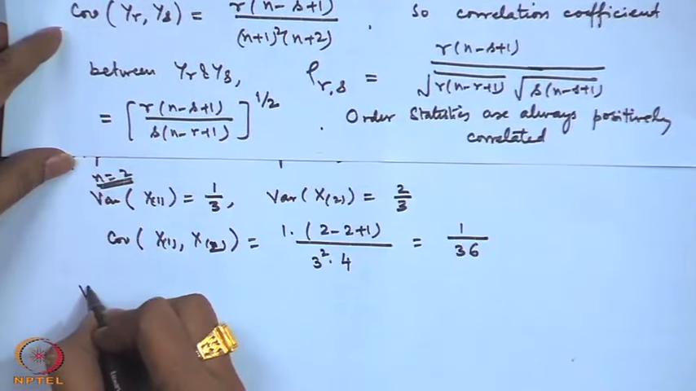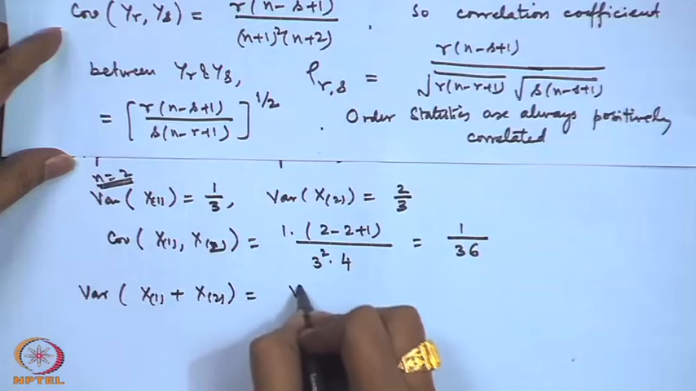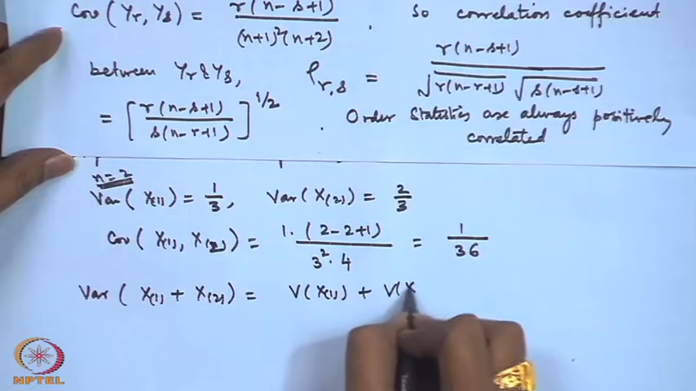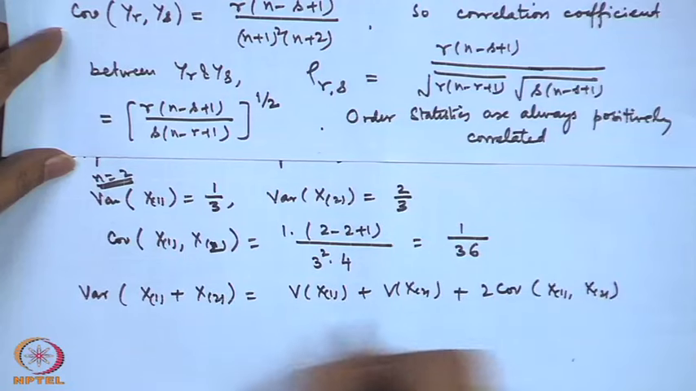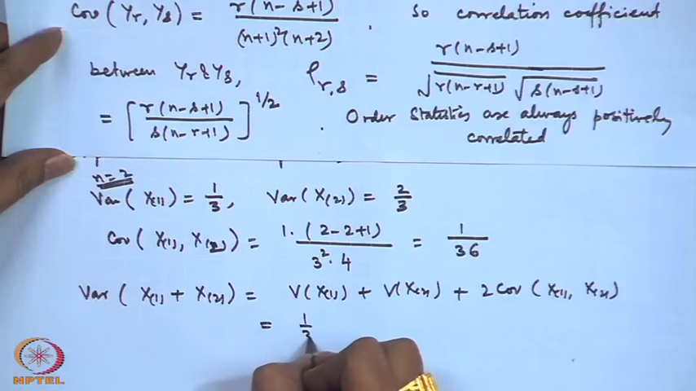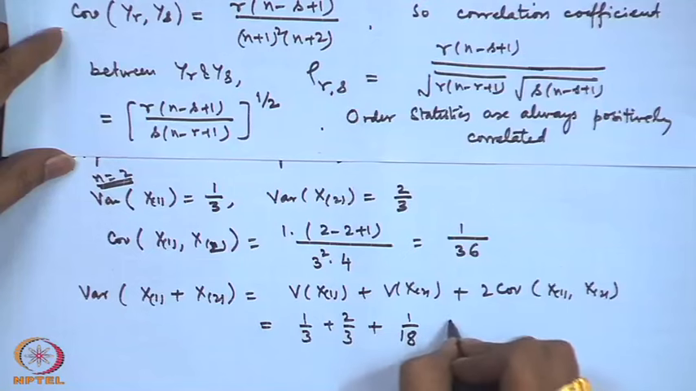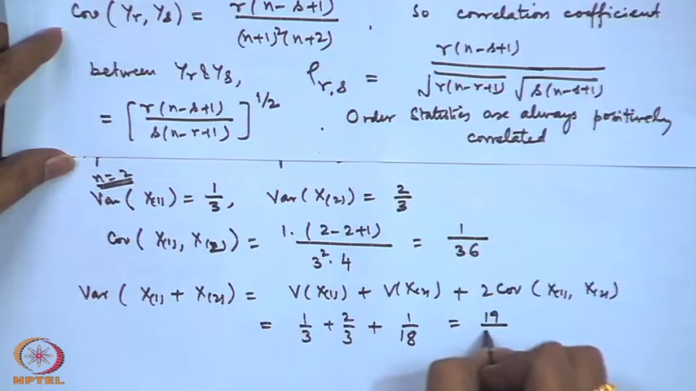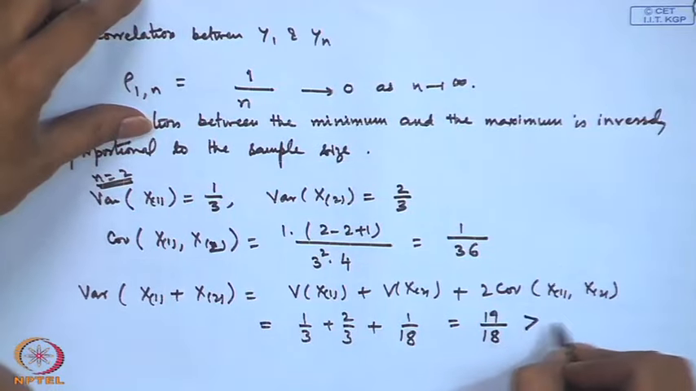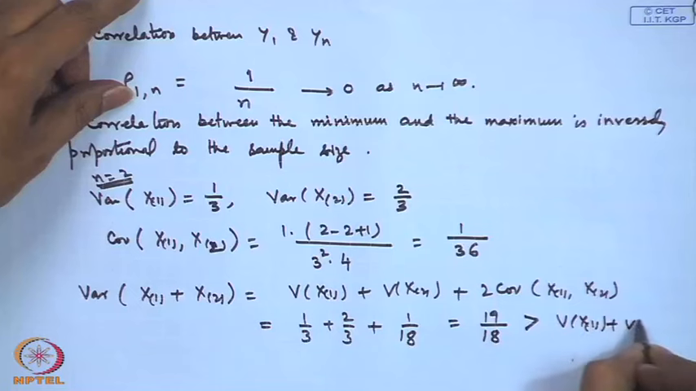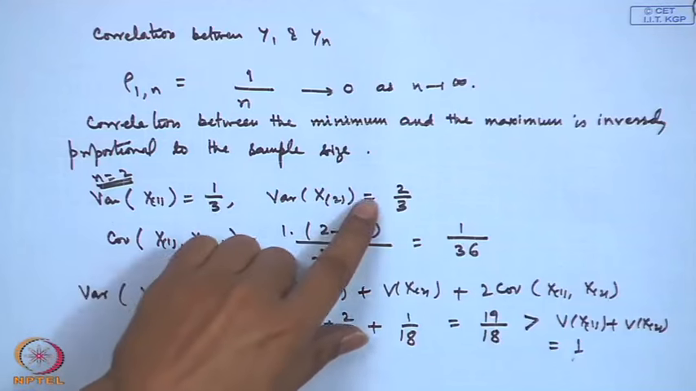So, if I look at, say, the variance of X1 plus X2, that is equal to variance of X1 plus variance of X2 plus twice the covariance between X1 and X2. That is equal to 1 by 3 plus 2 by 3 plus 1 by 18, that is 19 by 18, which is certainly in this case greater than variance of X1 plus variance of X2 here. This is actually equal to 1, because the variance of X1 is 1 by 3 and variance of X2 is 2 by 3.